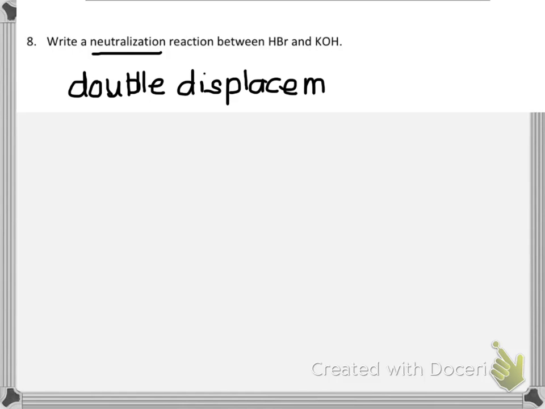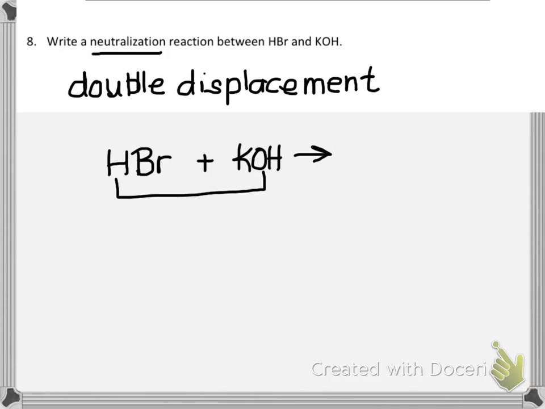Now question 8 is another one. In this question, it says write the neutralization. Acids and bases react to neutralize each other, and this is a double displacement reaction. And so what it does is it switches partners. We've done these types of reactions in different situations in a previous chapter. So if I'm going to switch partners, the H goes with the OH, and the K goes with the Br.